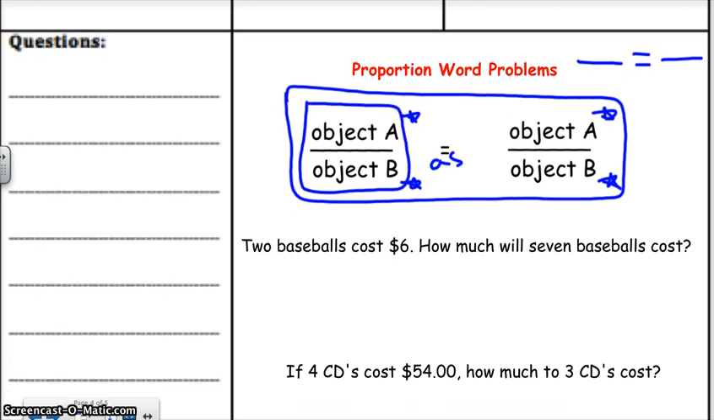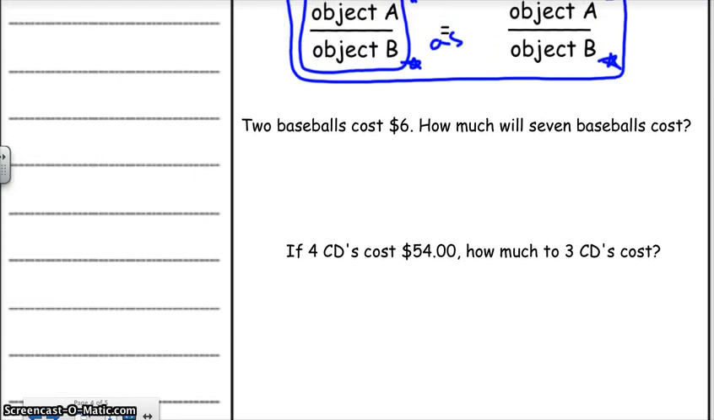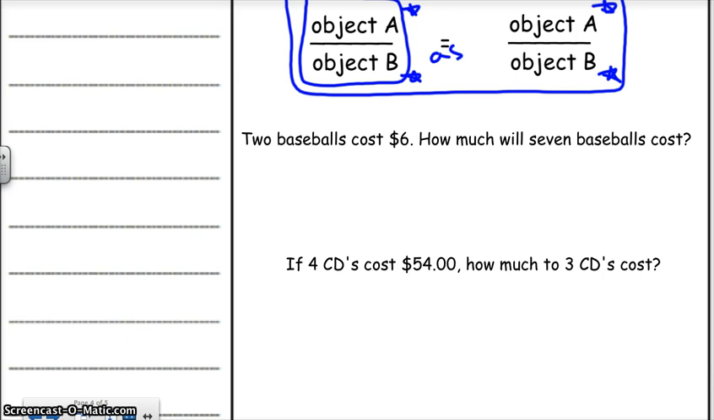So, I'll show you the first worked out example. 2 baseballs cost $6. There's a relationship. 2 baseballs cost $6. How much will 7 baseballs cost? And a rule of thumb is always put money on top. Money's ruling the world, okay? Money is always on top. So the first thing I always do is create my proportion fractions, setting 2 fractions equal to each other. Okay? And I have dollars is to baseballs. Dollars is to baseballs. That's the relationship I'm given.